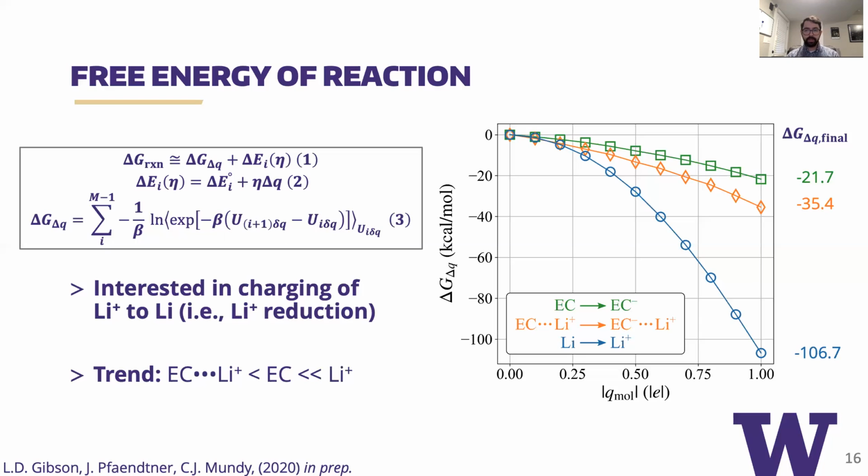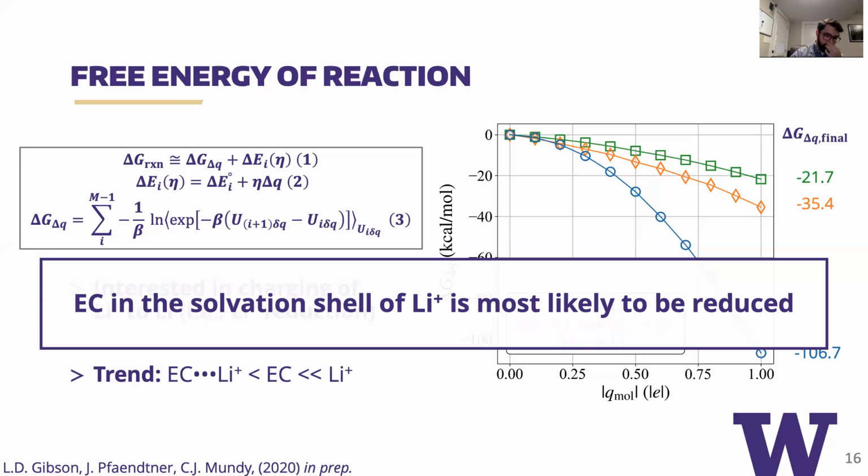A solvation shell ethylene carbonate has the most negative change in solvation free energy, whereas the lithium ion, as I just mentioned, lithium ion reduction is very largely positive. And so this, in conjunction with the intrinsic energy changes, suggests that ethylene carbonate that's in the solvation shell is likely to be the most favorable.